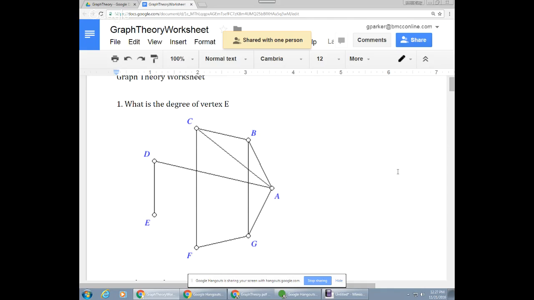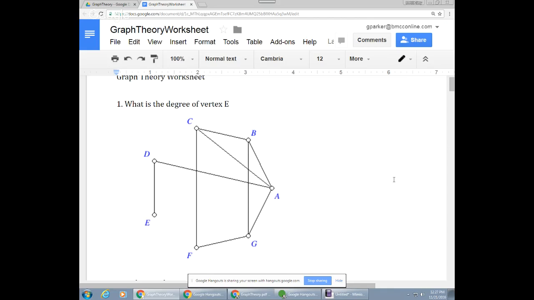Okay, so let's take a look at the first one on the worksheet. We'll go through some of these. What is the degree of vertex E? What do you think? 1. There's only one vertex related to it, yeah. What about vertex A here? What would its degree be? Looks like 4 edges to it. Yeah. Okay. So sometimes we need to be aware of the degree of a vertex.